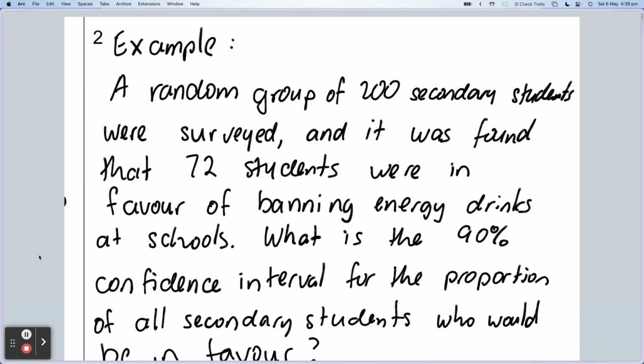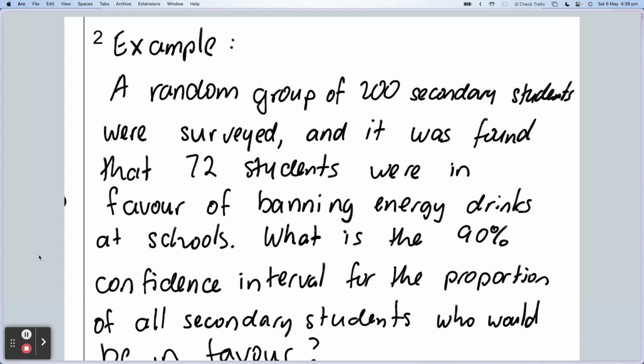A random group of 200 secondary students were surveyed, and it was found that 72 students were in favour of banning energy drinks at schools. What is the 90% confidence interval for the proportion of all secondary students who would be in favour of such a ban? And the answer, are you ready for it?